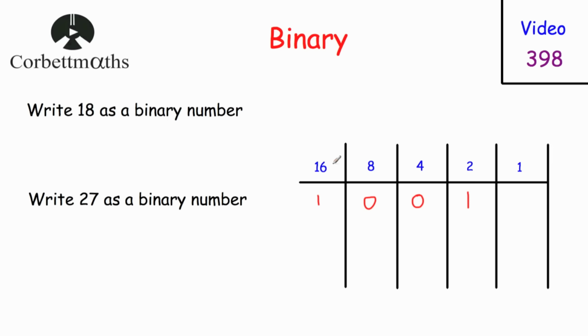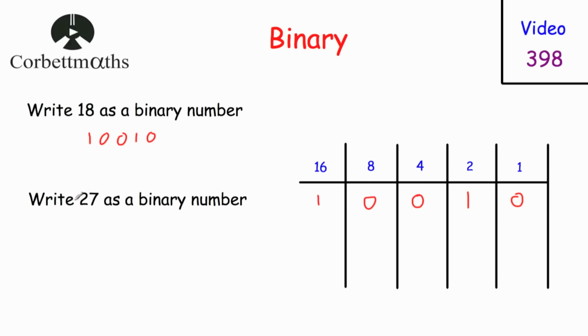A 2 would be useful because 16 plus 2 is 18, that's fantastic, and we don't need a 1. So we would have a 16, no 8s, no 4s, a 2 and no 1s. So the answer would be 1, 0, 0, 1, 0. So 18 as a binary number would be 1, 0, 0, 1, 0.